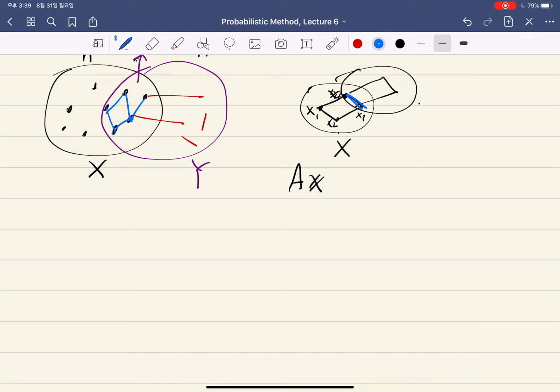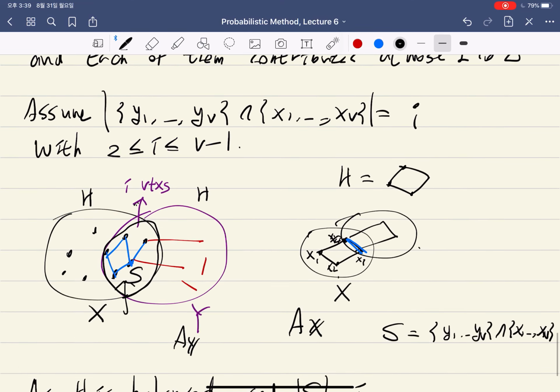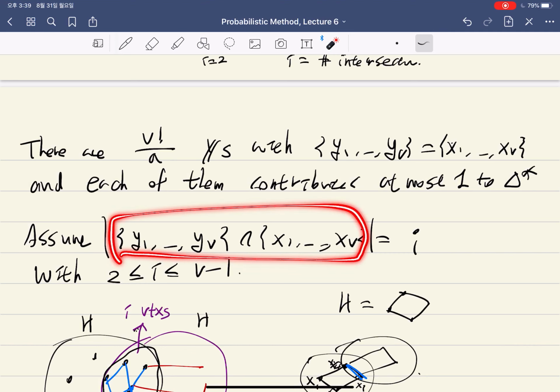But we have some information about how many edges there are inside here in order to get this Y. As H is balanced, let's say this S is the intersecting part. S has size I. So this set is S.